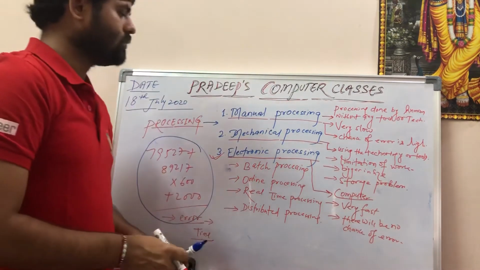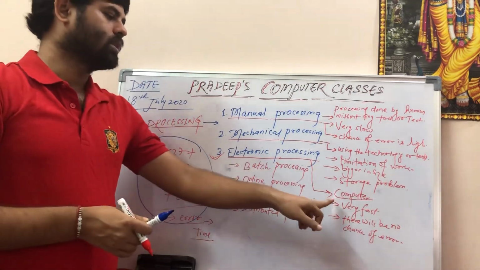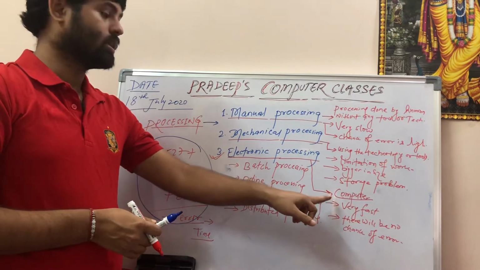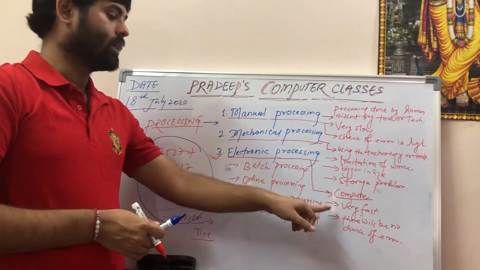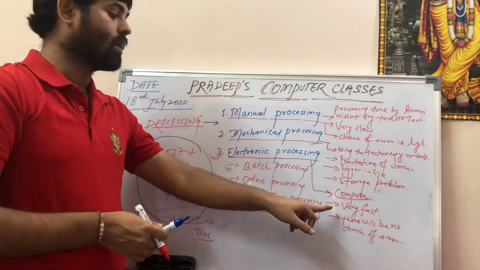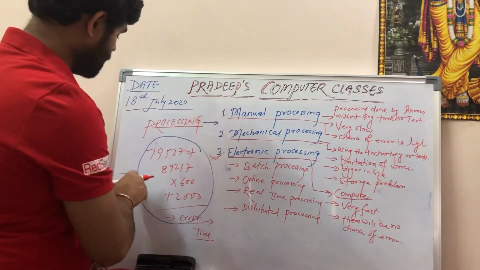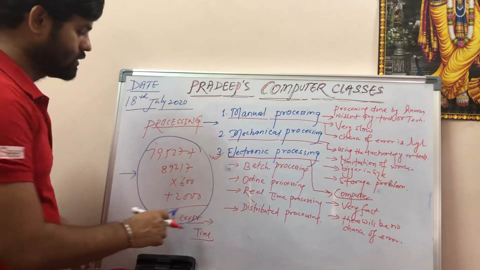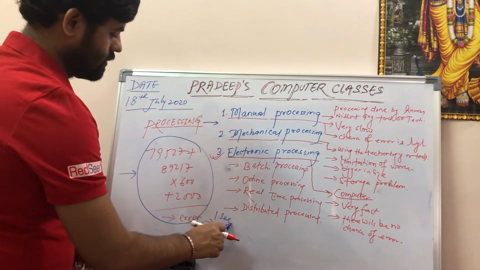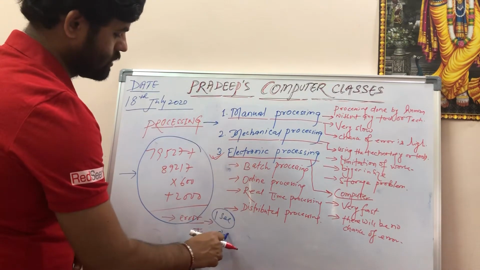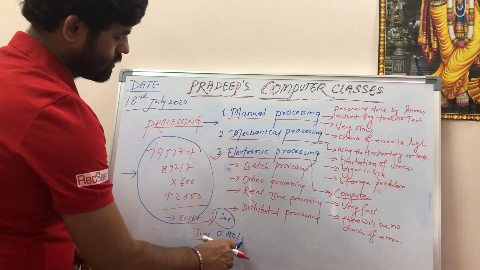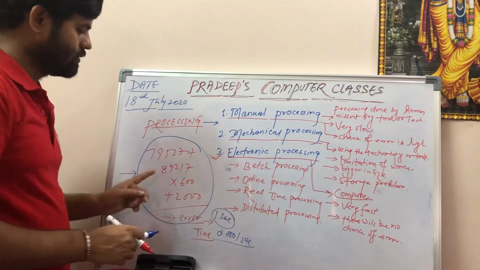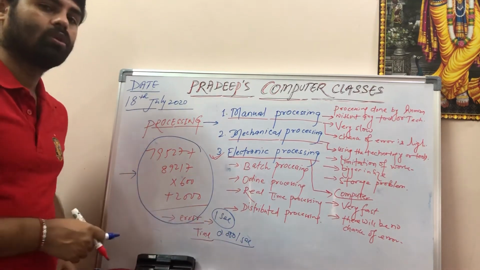In electronic processing, that means the processing done by the computer, it is very fast. You will not have to wait. If you give this example to the computer and ask it to do this task, it will give you the result in 1 second. Even 1 second is more; it is 0.0001 second. It will give the solution for this question in 0.001 second.